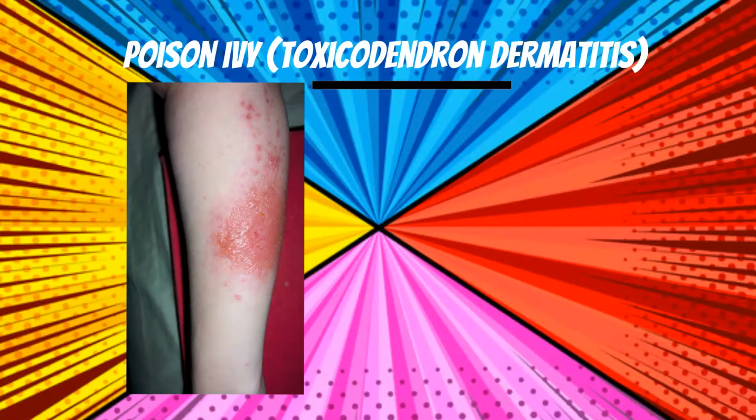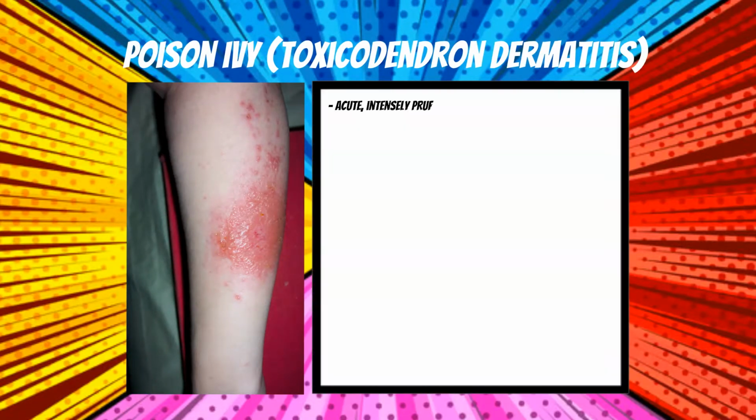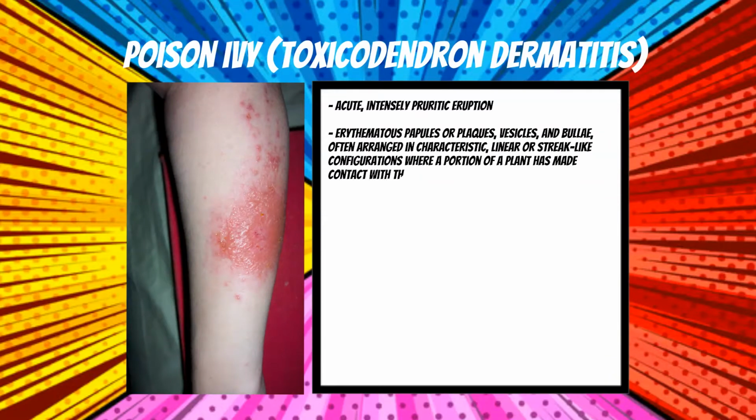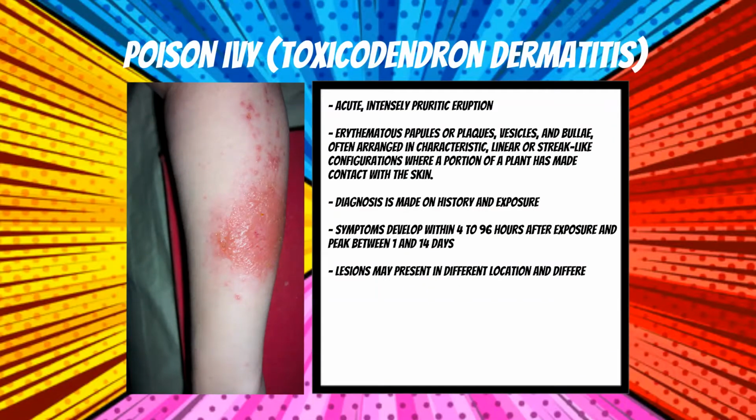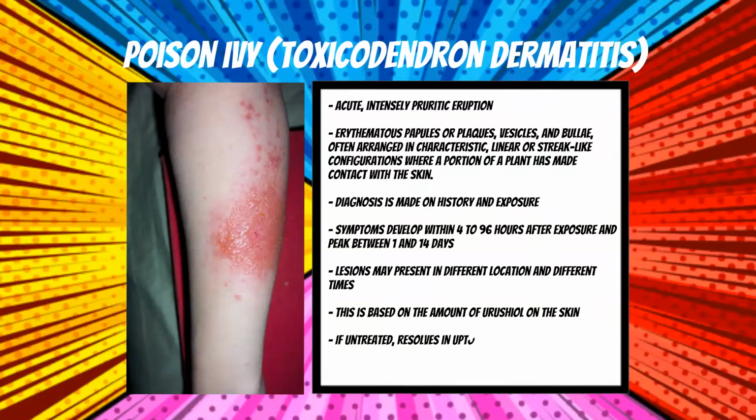Poison ivy dermatitis typically presents as an acute, intensely pruritic eruption characterized by erythemas, papules or plaques, vesicles, and bullae. They're often arranged in characteristic, linear, or streak-like configurations where a portion of a plant has made contact with the skin. The diagnosis is made on history and exposure. Symptoms developed within 4 to 96 hours after exposure, and they peak between 1 and 14 days.